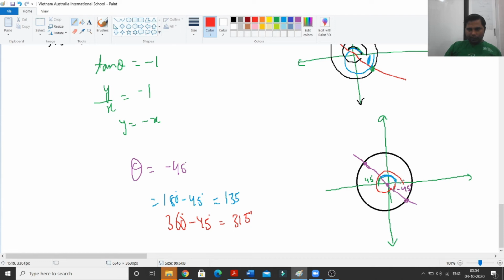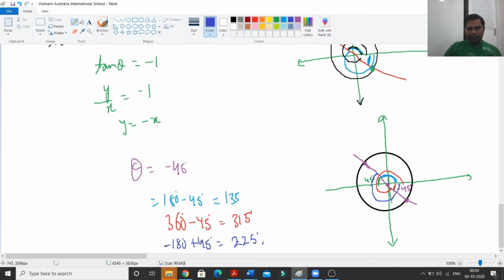One more value that can be found is this value, right? From this it is 180, 180 plus 45. So the answer is 180 plus 45. 180 plus 45 is 225. So these four are the answers.